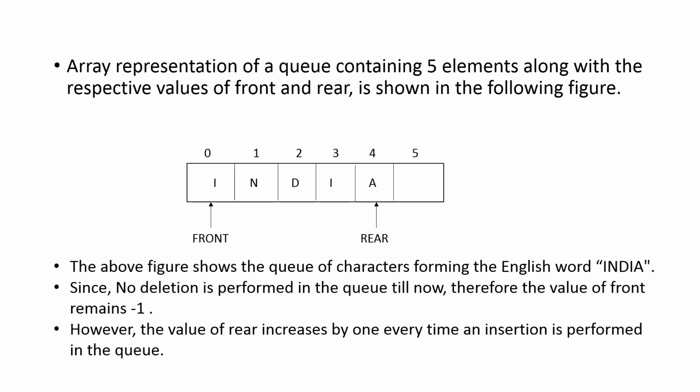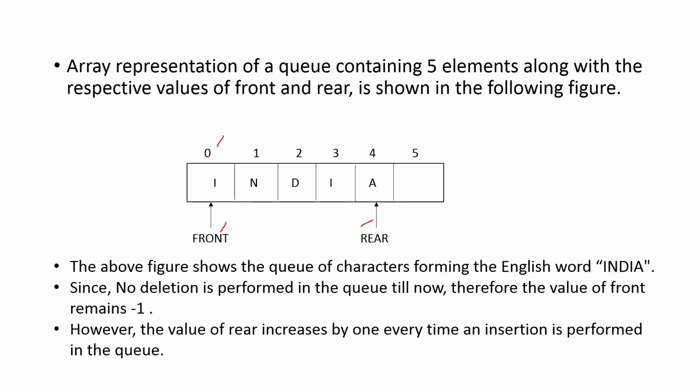Array representation of a queue containing 5 elements along with the respective values of front and rear. This is an example. INDIA is the data, with I at the 0th index. I is at the front point and A is at the rear point. The above figure shows a queue of characters forming the English word INDIA. Since no deletion is performed in the queue till now, the value of front remains -1. So if nothing has been deleted, that means front is -1. That is what you have to keep in mind.